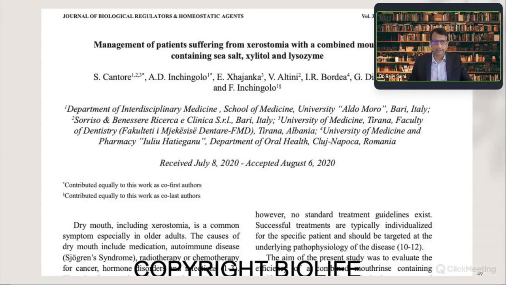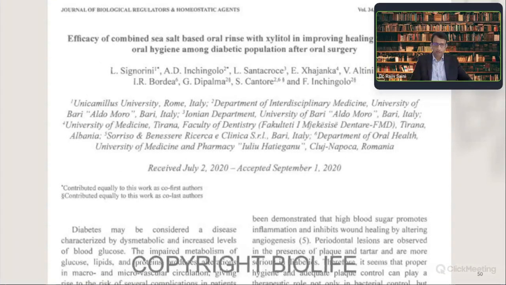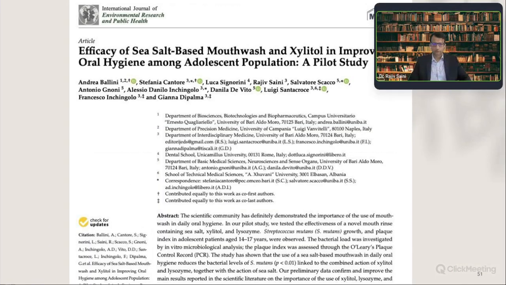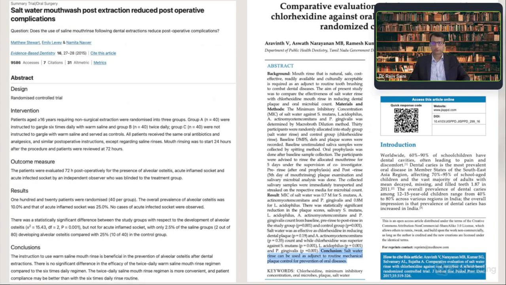Lots of studies mention how sea salt based mouthwash can prevent xerostomia. It can help enhance the healing process even in diabetic patients after surgery. Diabetic patients are hard to heal and have four times the chance of getting dry socket, but they have better results when they use sea salt based mouthwash. It also improves oral hygiene among the adolescent population. So it works on all age groups, from younger to older.